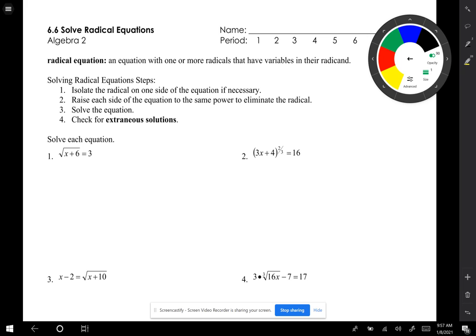Step 3, go ahead and solve the equation for your variable. And step 4, check for extraneous solutions. You really want to check for extraneous. Remember, extraneous is a false solution. You end up getting an answer which then will not check. So you want to do this when you have 2 answers.